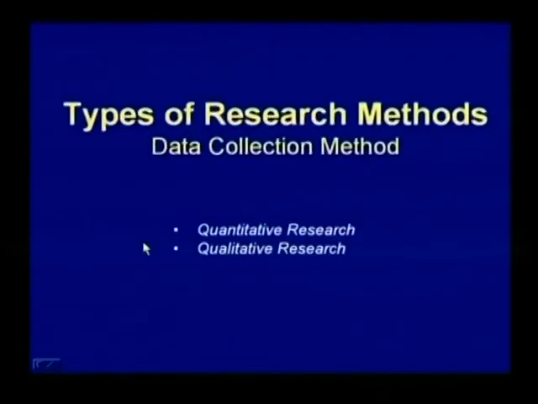So we do not have complete control over the environment. That's why this type of research is called quasi-experimental research. Based upon data collection method, there are two types of research. The first one is called quantitative research, the other one is called qualitative research.